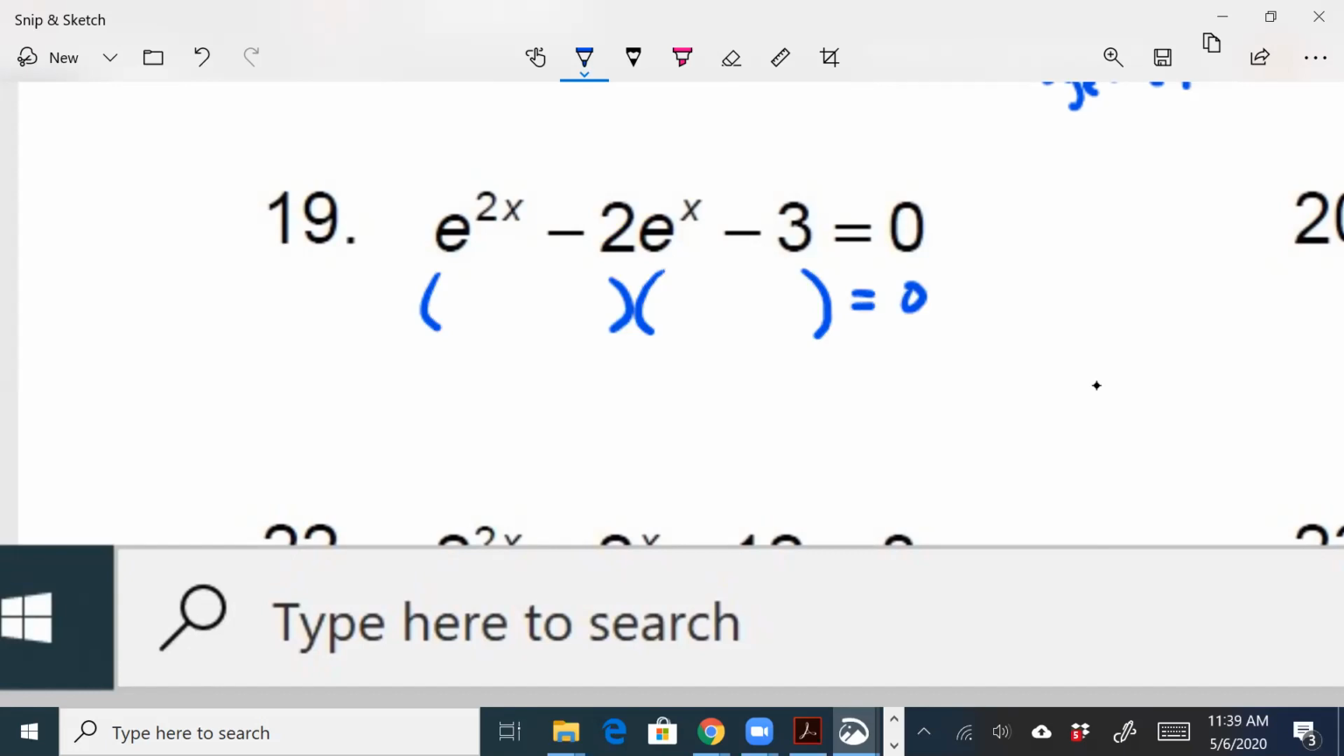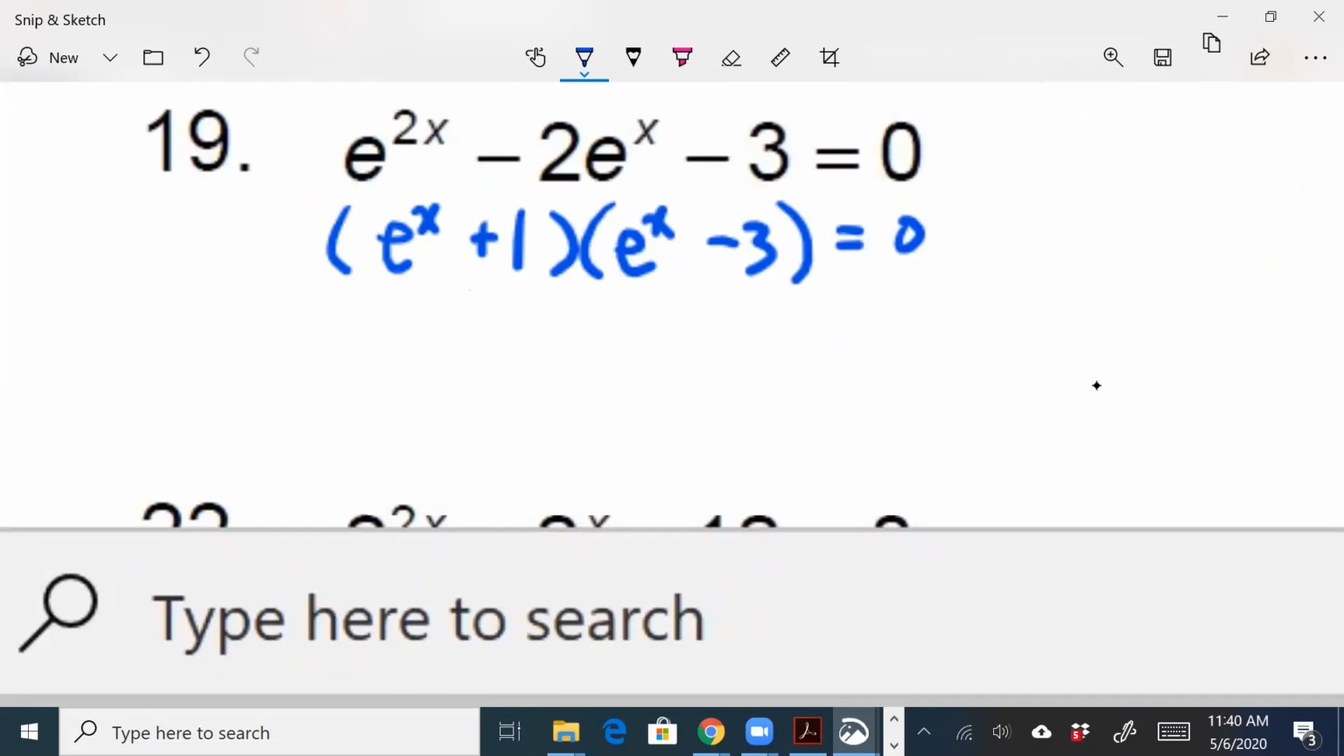So -3 and -2. I'm going to use -3 and +1. -3 times +1 is -3, and -3 plus +1 is -2. So that would work for the factoring part. And then on the other part, we'd write e to the x power, because e to the x times e to the x, adding the exponents becomes e to the 2x. So then we'd take each of those and set them equal to 0.